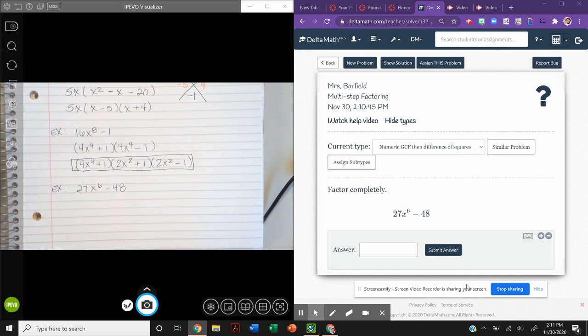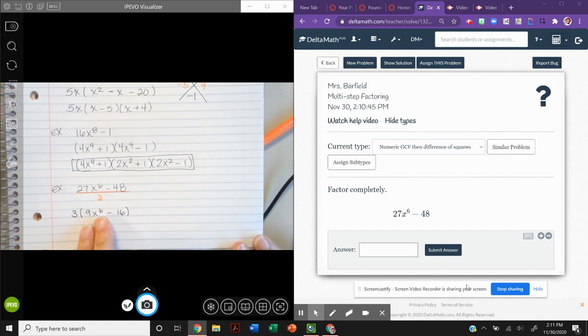All right. So my first question to myself is, do they have a GCF? And they do. I can divide 27 and 48 by the same value. I can divide both of them by 3. So when I divide by 3, I get 3 on the outside. Then I get 9x to the sixth minus 48 divided by 3 is 16.